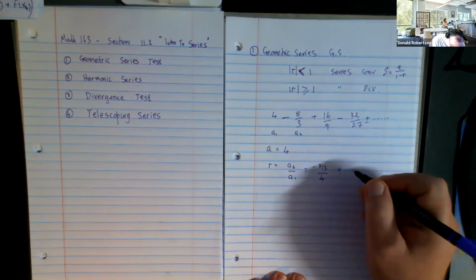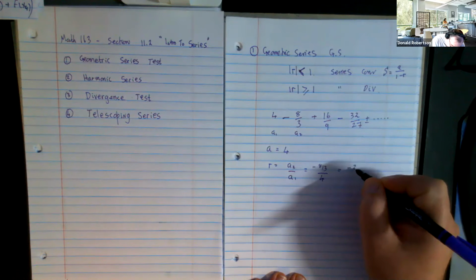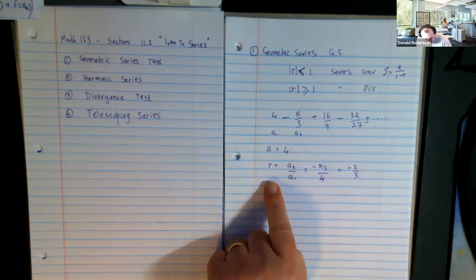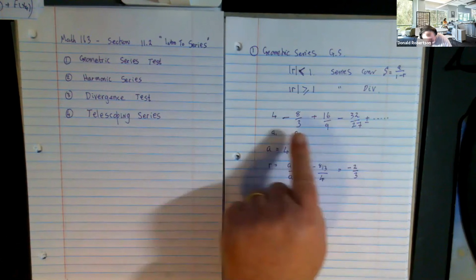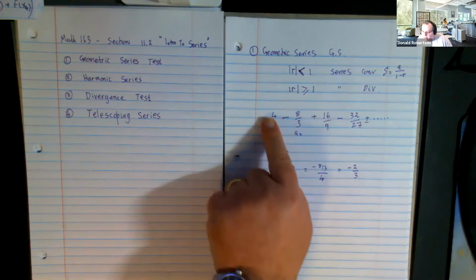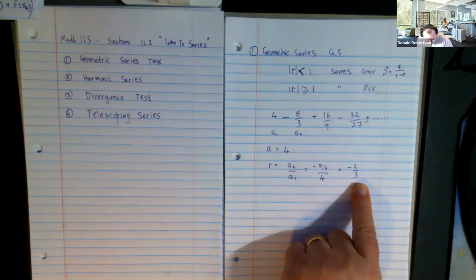That eventually simplifies down to -2/3. You're going to have to trust me on this. Can you trust me on that? Or you could do it in your calculator or whatever, but that's what it becomes. That's how you tell what the common ratio is. You just take the second term and divide it by the first and simplify it down to a nice fraction.